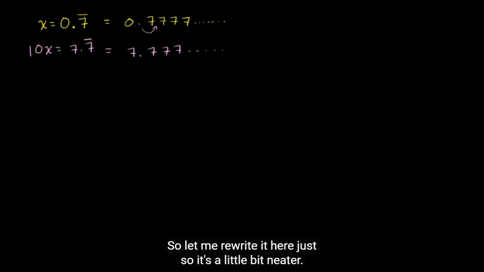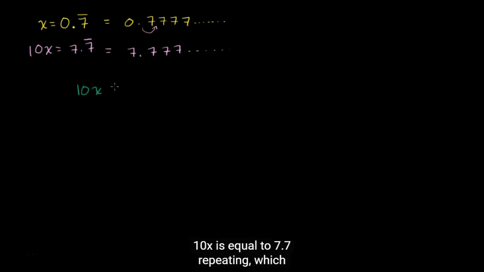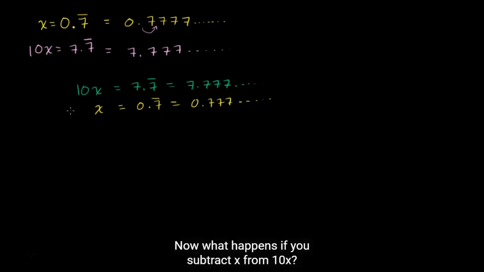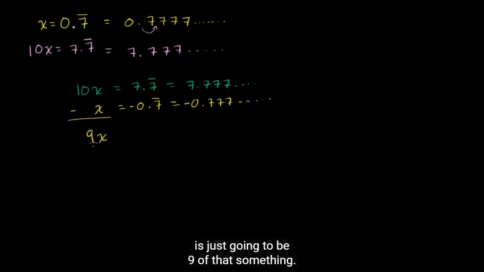So let's do that. Let me rewrite it here just so it's a little bit neater. 10x is equal to 7.7 repeating, which is equal to 7.777, on and on forever. And we established earlier that x is equal to 0.7 repeating, which is equal to 0.777, on and on and on forever. Now what happens if you subtract x from 10x? So we're going to subtract the yellow from the green. Well, 10 of something minus 1 of something is just going to be 9 of that something. And then that's going to be equal to, what's 7.77777 repeating minus 0.77777 going on and forever repeating?